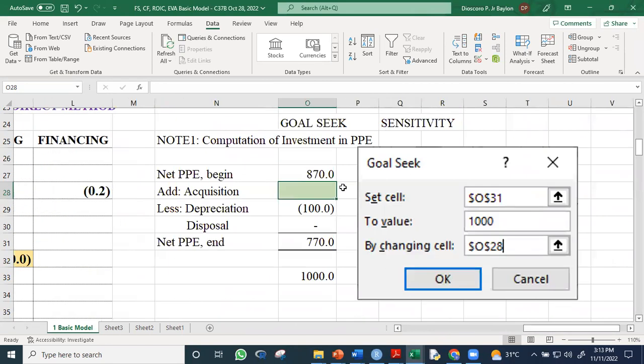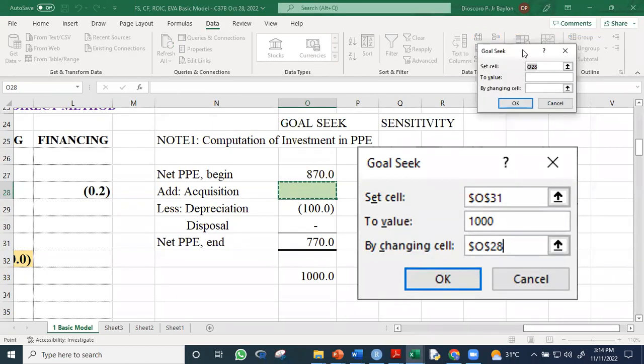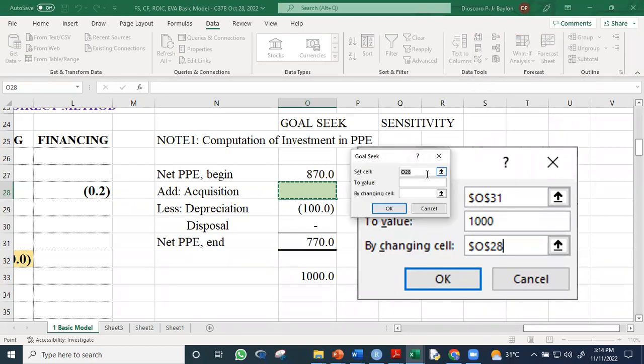So how do we let goal seek solve for this one? All right, we go to data. So under data, you have here your what if analysis. Okay, what if analysis, then we have here goal seek. So this is goal seek now. So there are three parameters here. Number one is set cell. Set cell to what value? So we link this to the cell whose value we know. Okay. In this case, alam natin na PPE is 1,000. But it does not appear here kasi may kulang pa sa model natin, kulang pa yung acquisition.